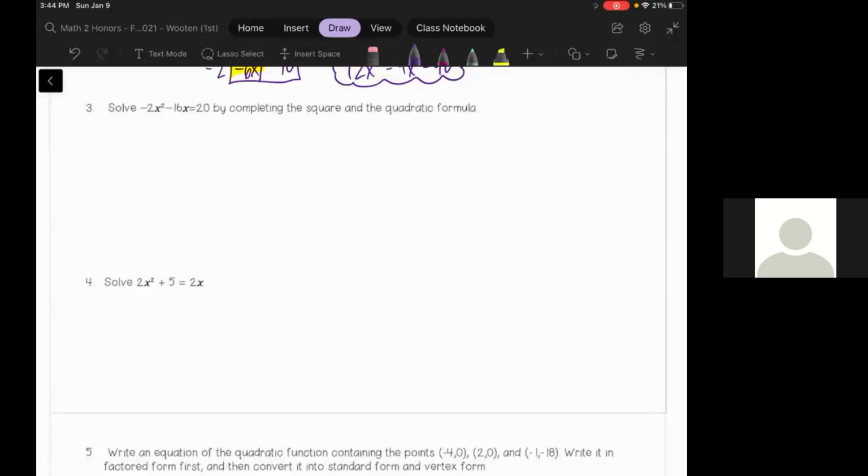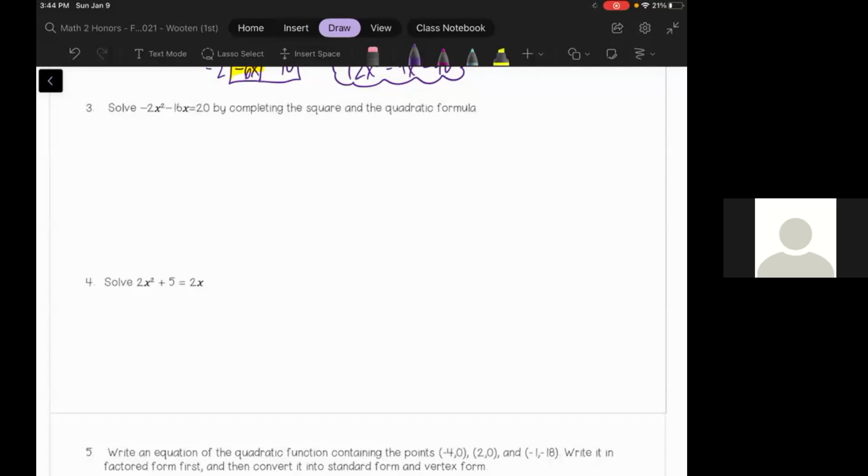Number 3 tells us to solve negative 2x squared minus 16x equals 20 by completing the square and the quadratic formula. So we're going to do this first by completing the square. Now, in completing the square, remember we want the x squareds and x's on one side, all the other numbers on the other side. And in this case, it's an equation that we're solving.